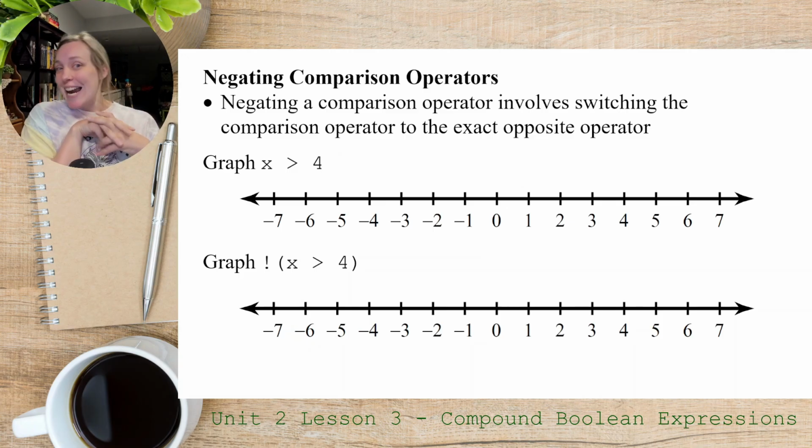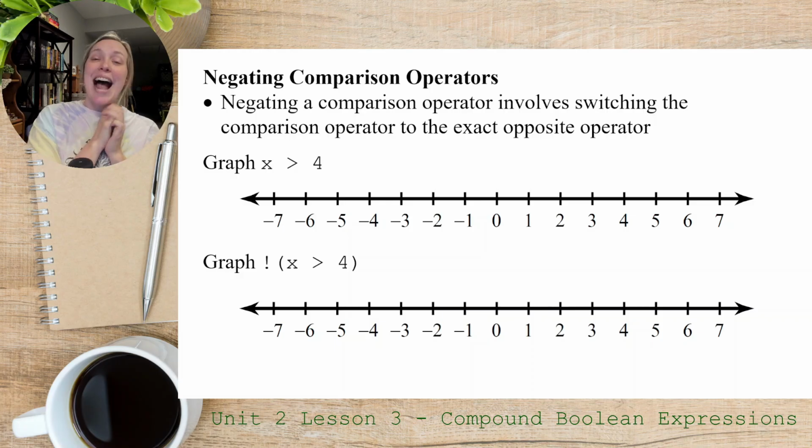Now let's talk about negating comparison operators. Okay, this is going to lead to a couple more things we get to talk about later on. But negating a comparison operator involves switching the comparison operator to the exact opposite operator. And the way I like to show you this is with a number line.